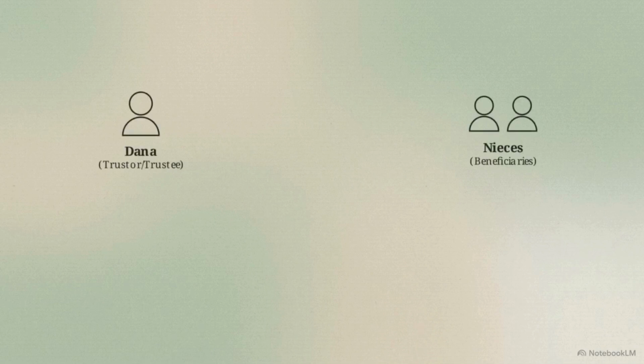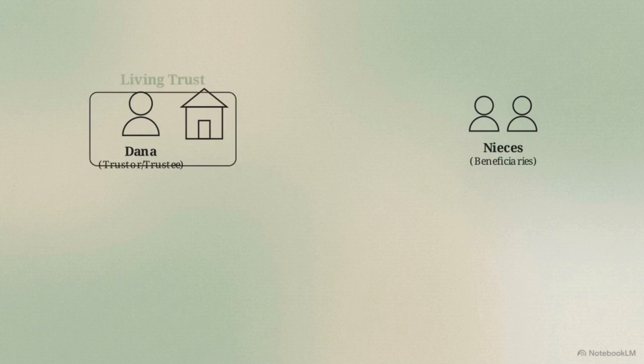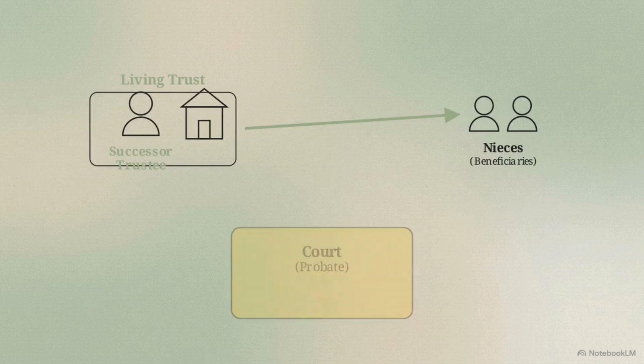Real-world example. Consider Dana, an owner who wants to pass a rental property to her nieces. Dana creates a living trust while she is alive, transferring the property into it and naming herself as the trustee. When Dana dies, a named successor trustee immediately follows the written instructions to manage or distribute the rental property to her nieces, completely bypassing the court system.